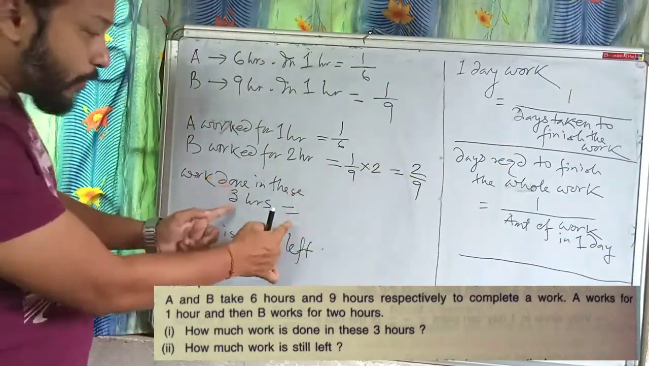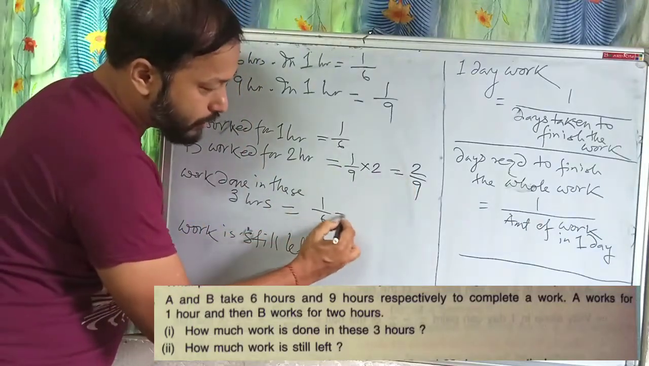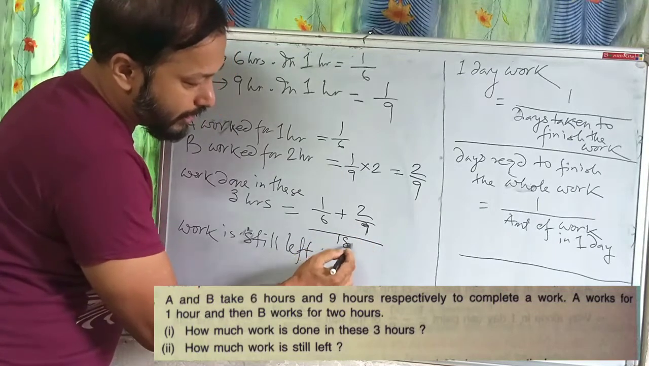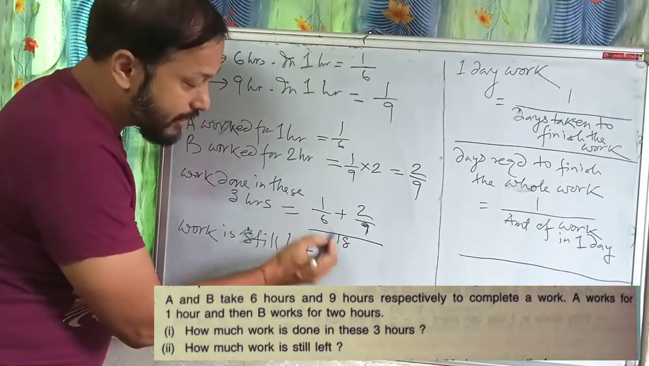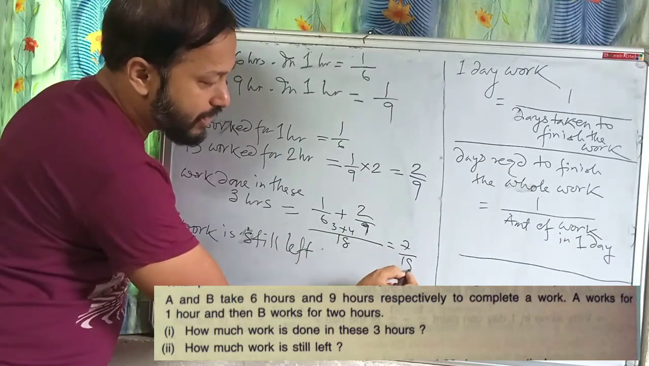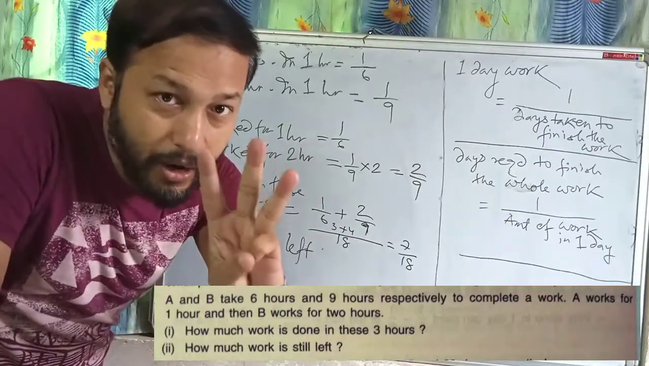So what is the total amount of work in those 3 hours? This plus this: 1 by 6 plus 2 by 9. So what is the LCM? 18. 6 and 9, the LCM is 18. 6 3s are 3, plus 9 2s are 4. That is 7 by 18. This is the amount of work they have finished in 3 hours.